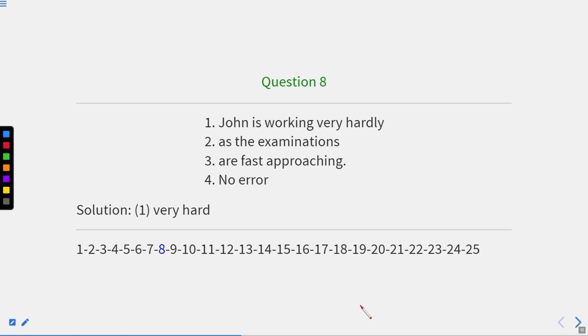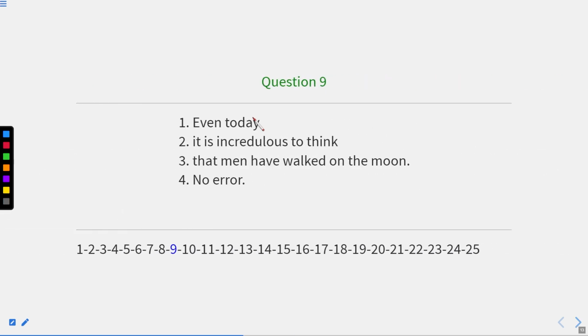So here the error will be in part 1, that is very hard. This hardly should be removed or replaced with the word hard. Okay, now let us move to the question number 9.